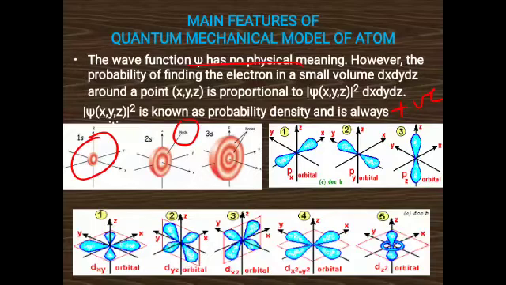In 3s orbital we have 3 orbits, so the number of nodes will be 2. For 2s orbital we have 2 orbits, the number of nodes will be 1. For 1s orbital we have only 1 orbit, we don't have a node at all.